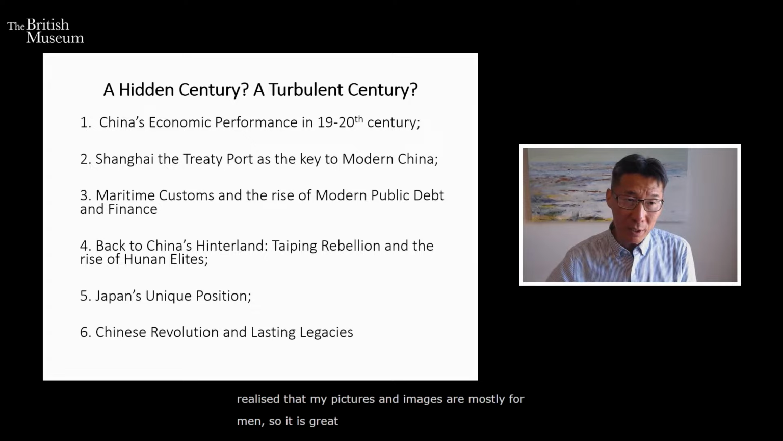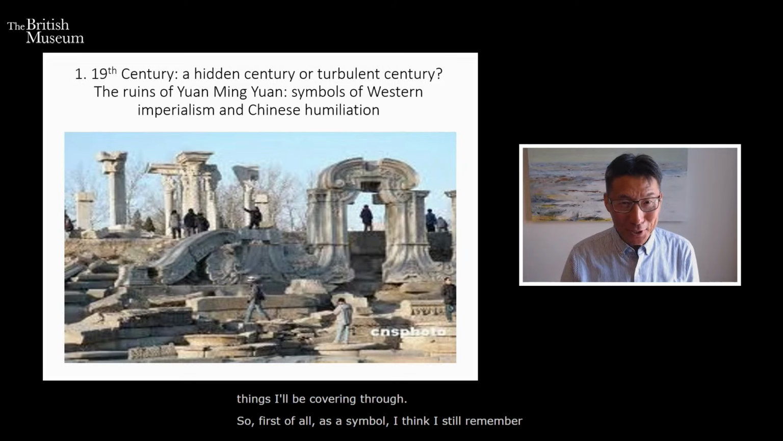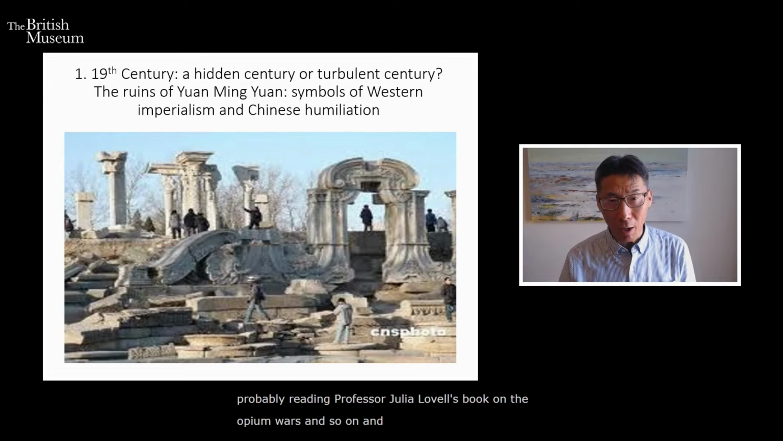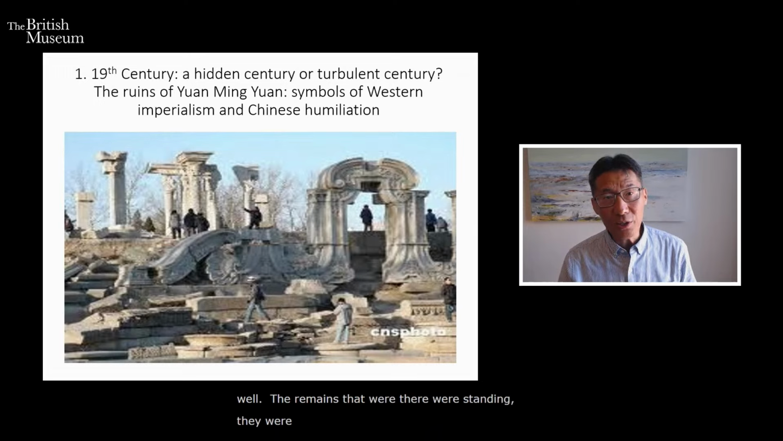So first of all, as a symbol, and I still remember probably reading Professor Julian Lovell's book on the Opium War and so on. So many of the things people talk about is this symbol. This is the ruins of the Yuanmingyan Garden in Beijing. This is the Imperial Garden that was burned down by the French and possibly the British troops as well. The remains were standing. They were a symbol of Western imperialism and Chinese humiliation. So it's something that was very, very important to remember.